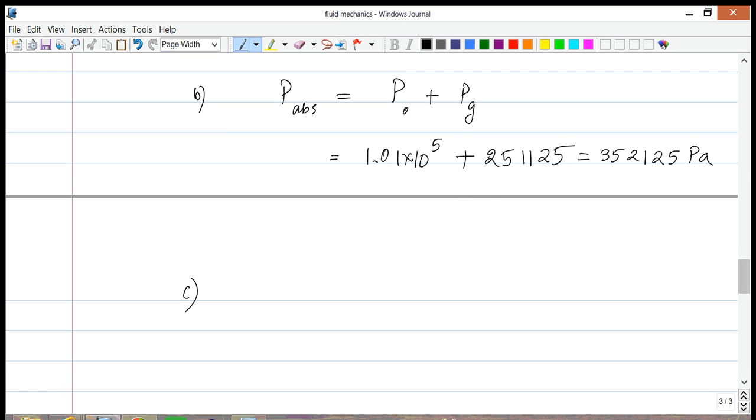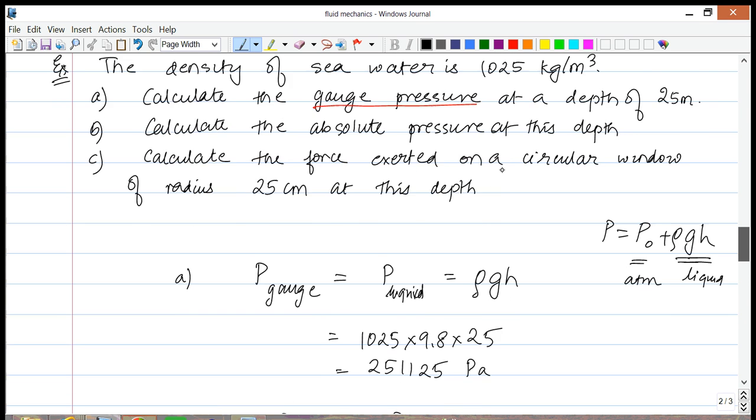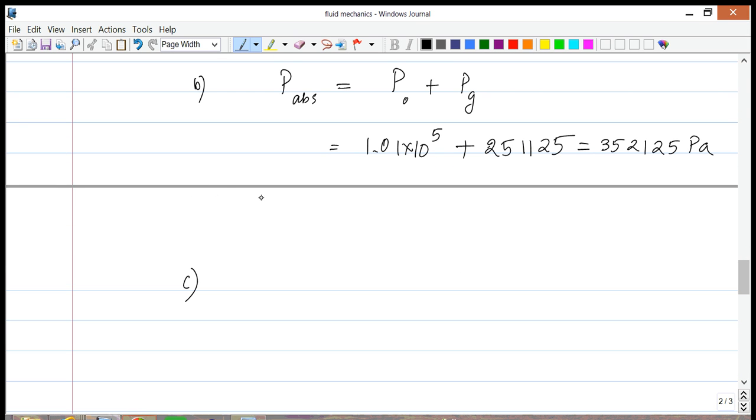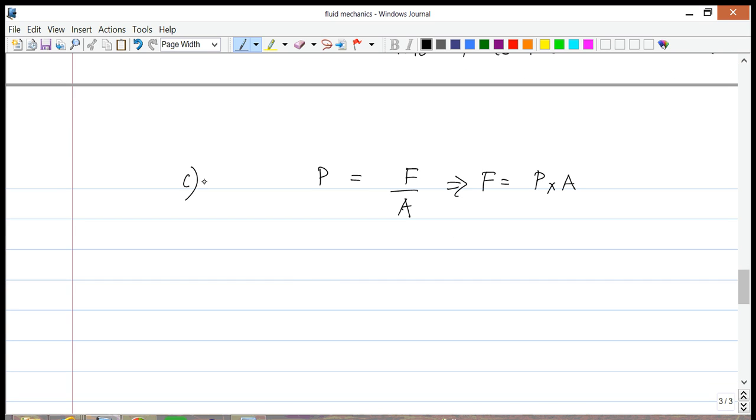The last part of the question is to find the force exerted on a circle of radius 25 centimeters. Now to find the force, what we're going to do is take the pressure, because we know P is F over A, so this implies that the force is nothing but P times A. So we're going to take the pressure that we have and multiply it by the area.